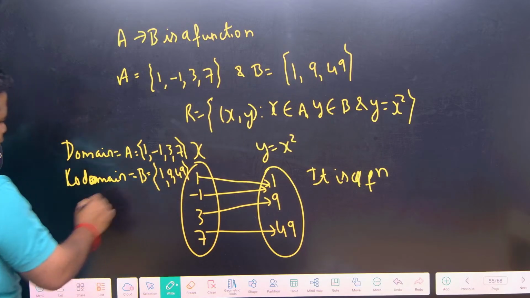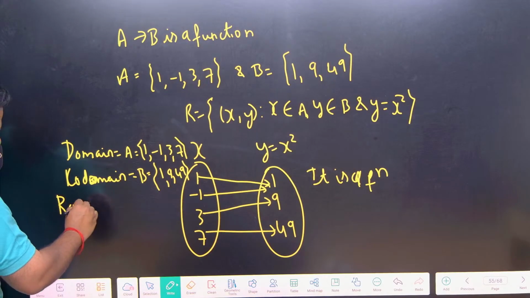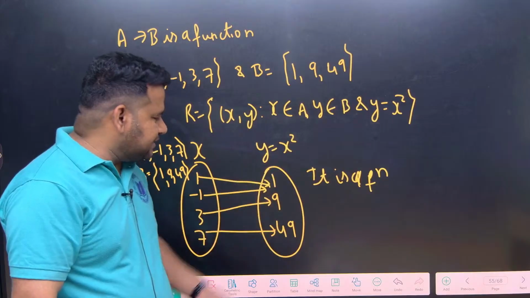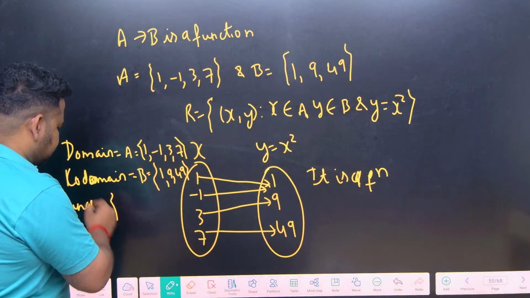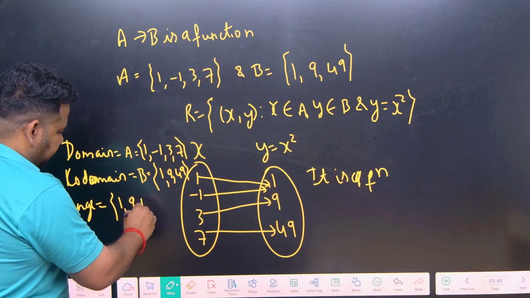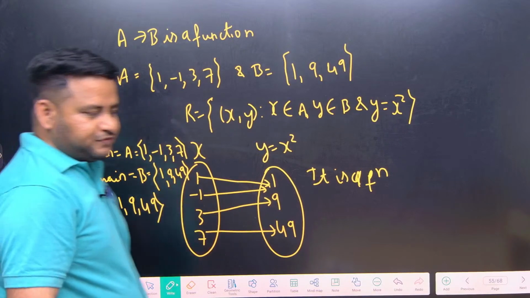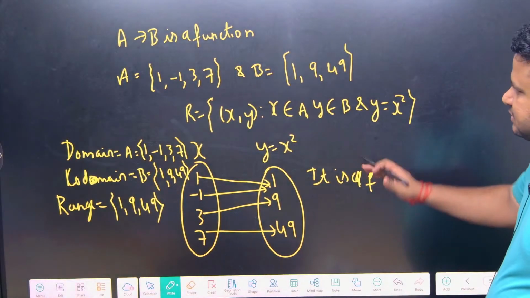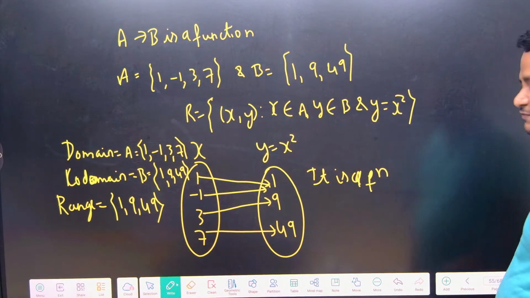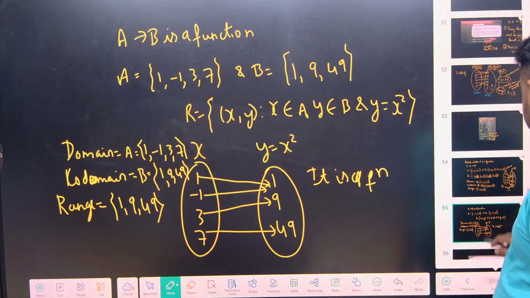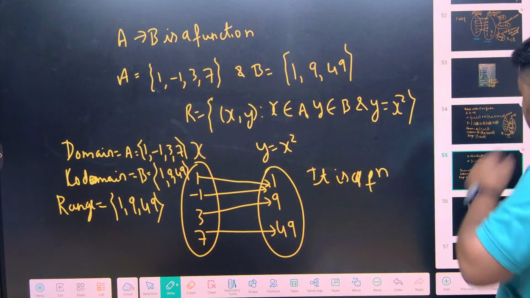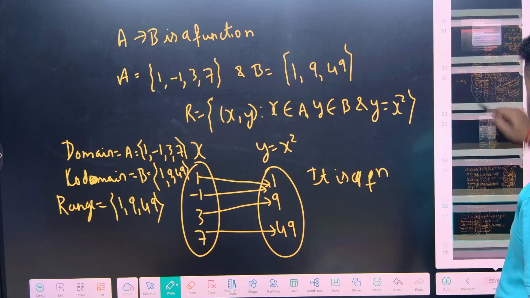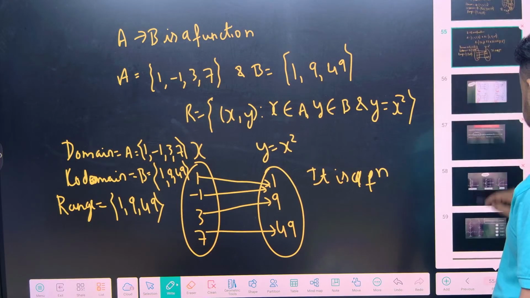This is the codomain. Range means those elements in set B which are connected. Here every element is connected, so the range is equal to the codomain, that is 1, 9, 49. Clear, friends? This is how we get the answer: first we check whether it is a function, and then we find the domain, codomain and range.